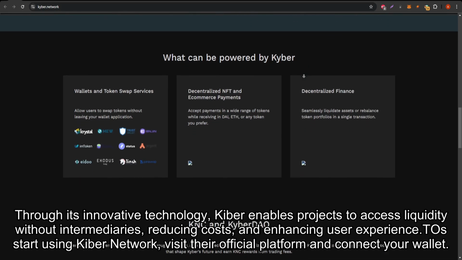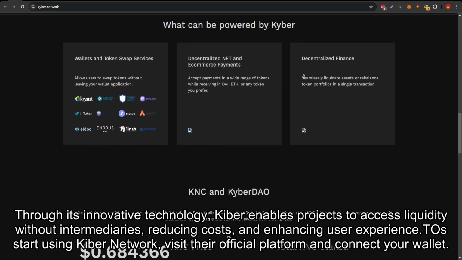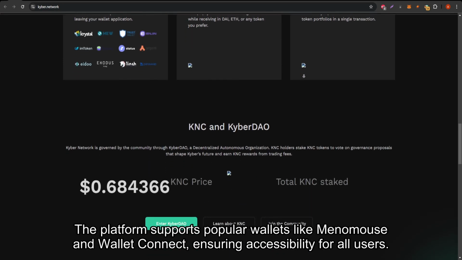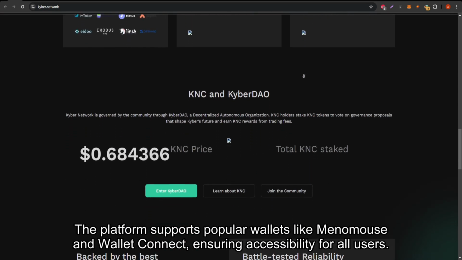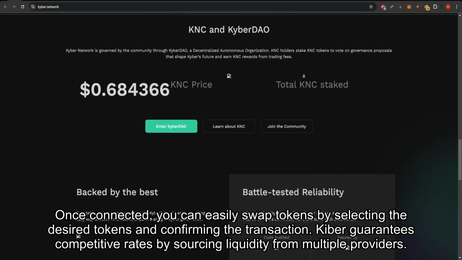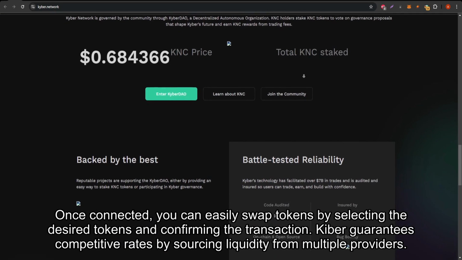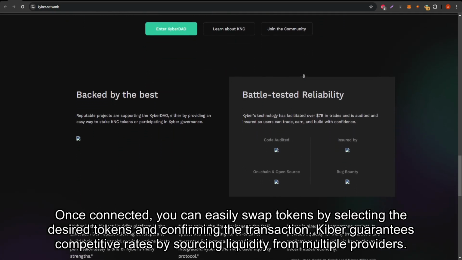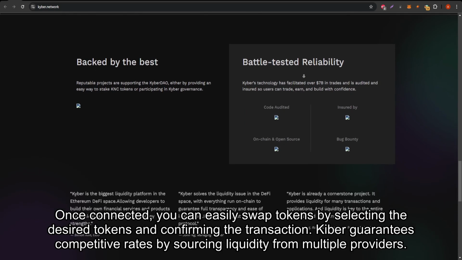To start using Kyber Network, visit their official platform and connect your wallet. The platform supports popular wallets like MetaMask and Wallet Connect, ensuring accessibility for all users. Once connected, you can easily swap tokens by selecting the desired tokens and confirming the transaction. Kyber guarantees competitive rates by sourcing liquidity from multiple providers.